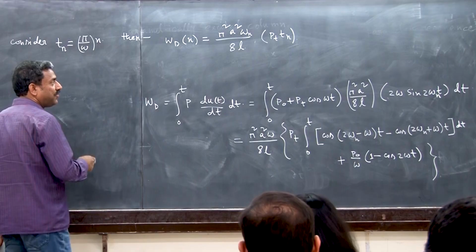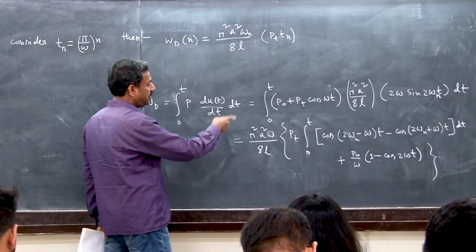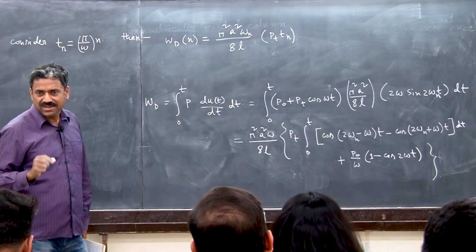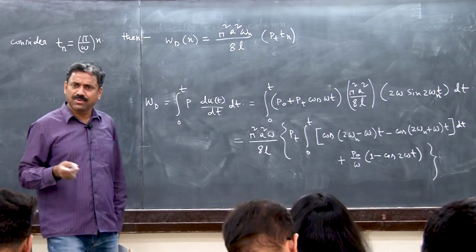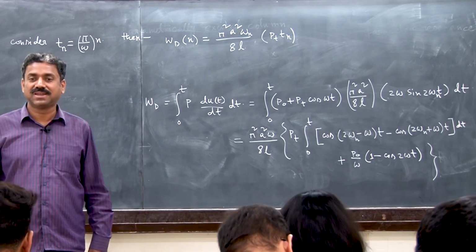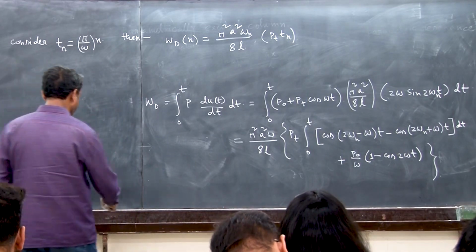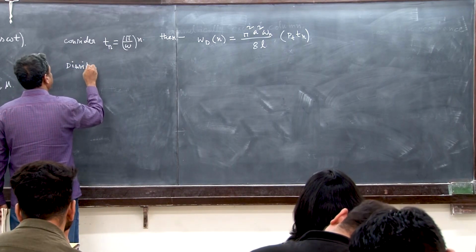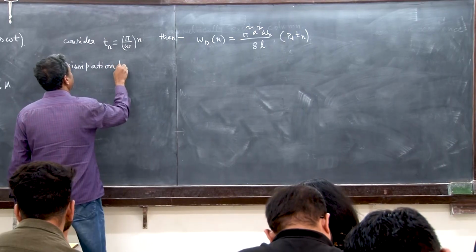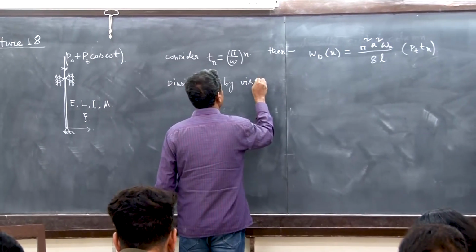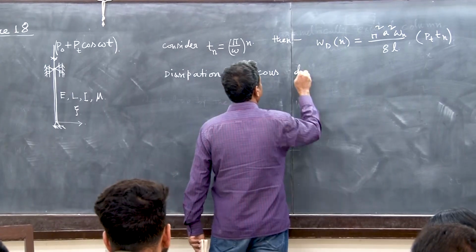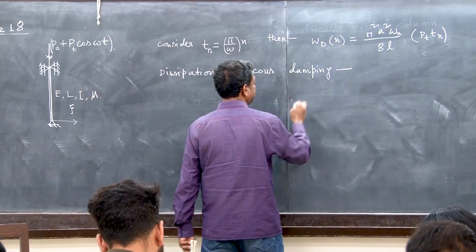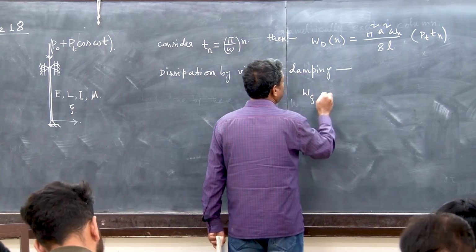So why is this so? Because working with the integral is a little cumbersome, so let us consider the number of cycles. It doesn't really matter. We can count how many cycles it will be stable, and after that instability will set in, right? So the dissipation by viscous damping will be what?